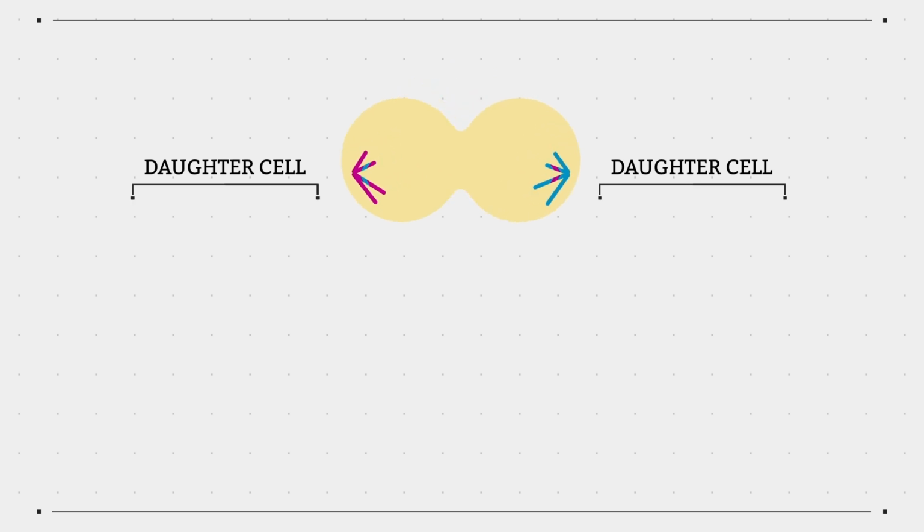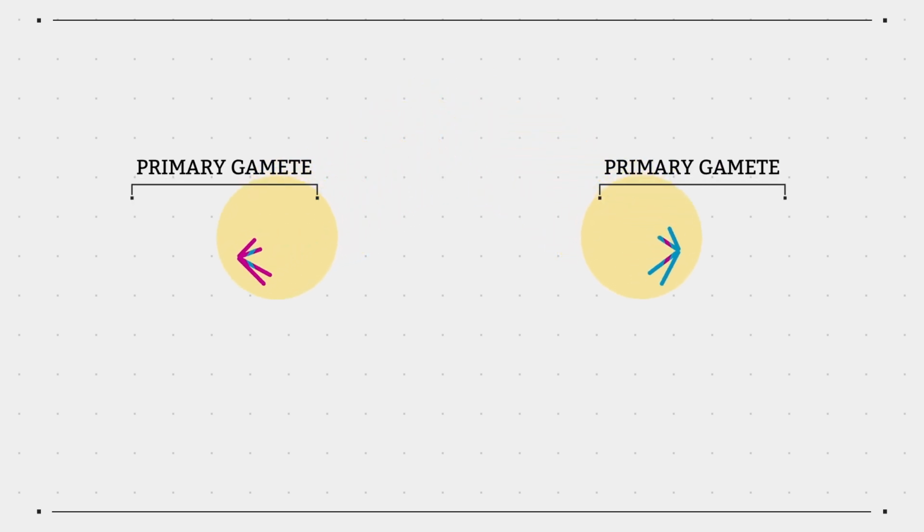Following recombination, the germ cell divides to produce 2 daughter cells known as primary gametes. Each primary gamete has 23 chromosomes, with 1/2 of each pair of chromosomes in each daughter cell.